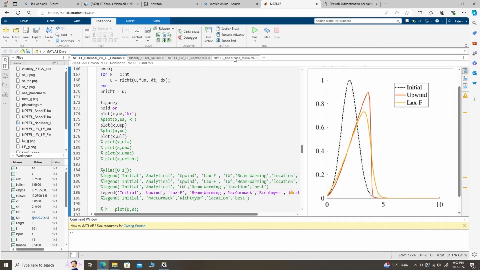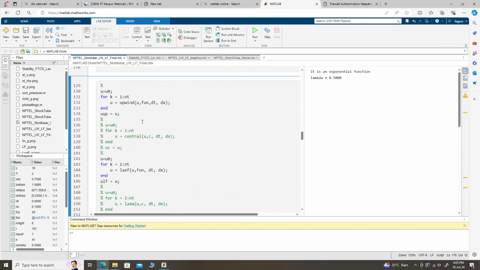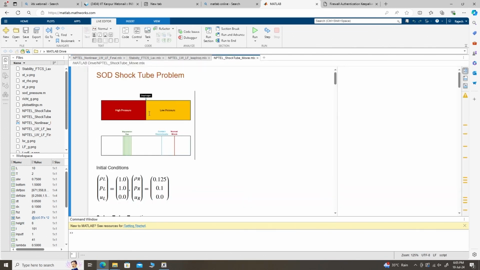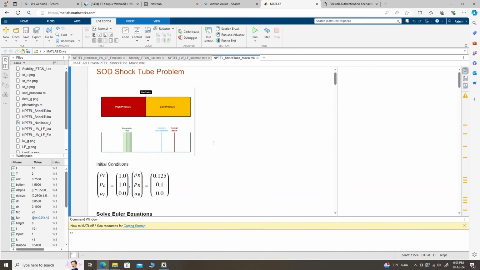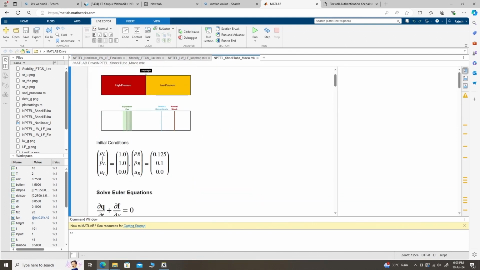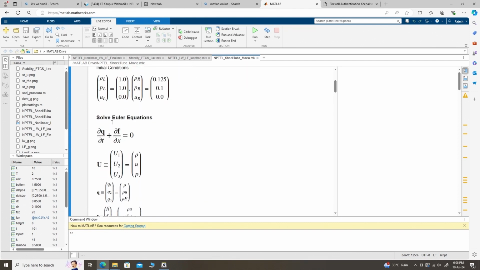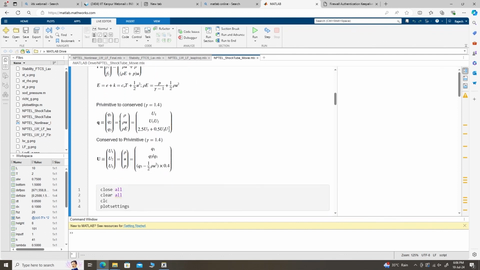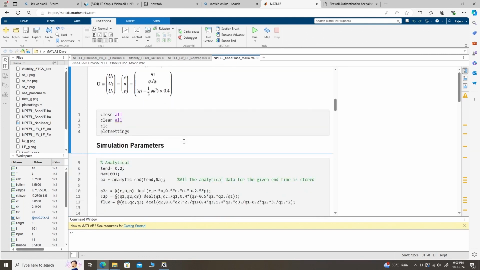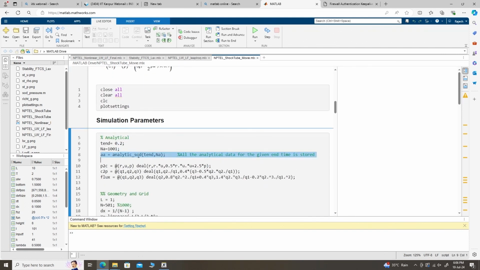Now with this understanding, you can use a function instead of the speed of sound, the convection speed. Now let us try to solve the shock tube problem. This is our shock tube problem, high pressure and low pressure, and this is the initial condition. On the left hand side we put rho L, P L and U L, and on the right hand side rho R, P R and U R. We are solving the Euler equations that we have discussed earlier. These are the formulas for primitive to conserved, conserved to primitive, and similarly for calculating flux.